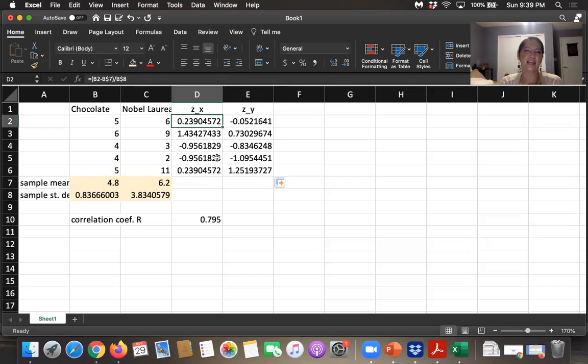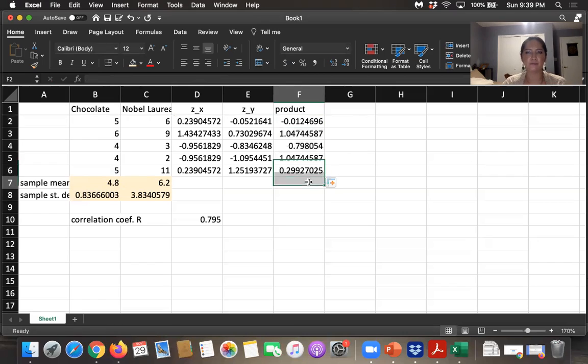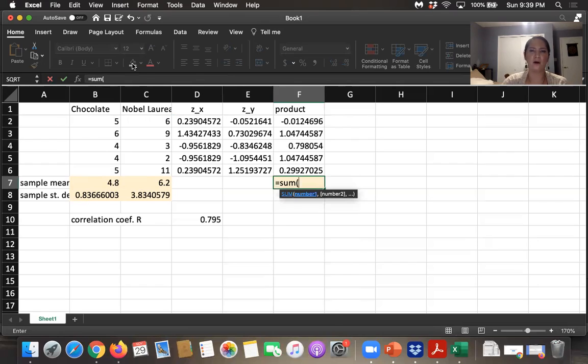So the first x value is 0.24 standard deviations above the mean. The corresponding y value is negative 0.05 standard deviations. That's the number of standard deviations below the mean for the y values. Then we want to take the product of those numbers of standard deviations above and below the mean. So we're taking that, and we're multiplying that. Drag and drop. And then we want to add all of those together. So I'll type equals sum, open parentheses, and I'll select all of the values I want to add.